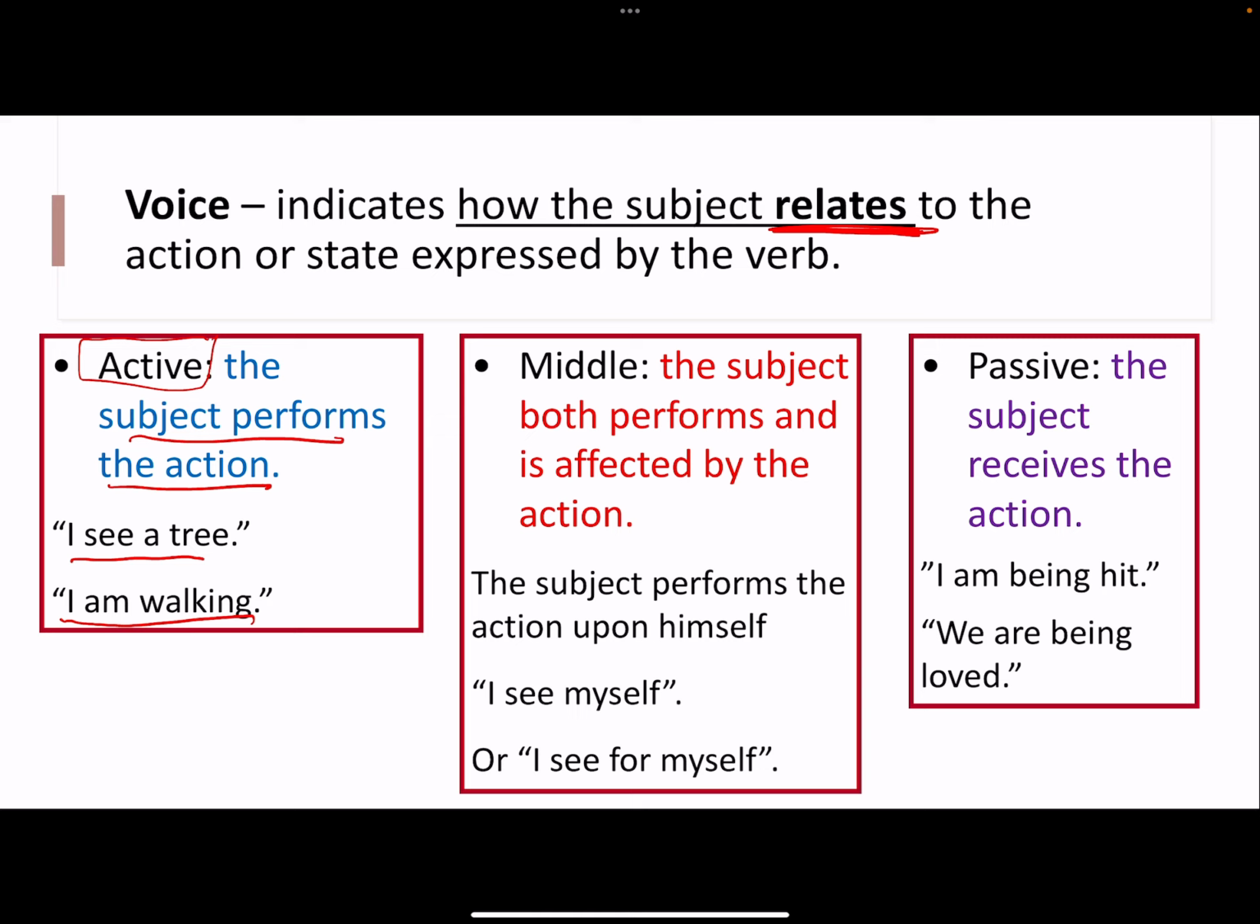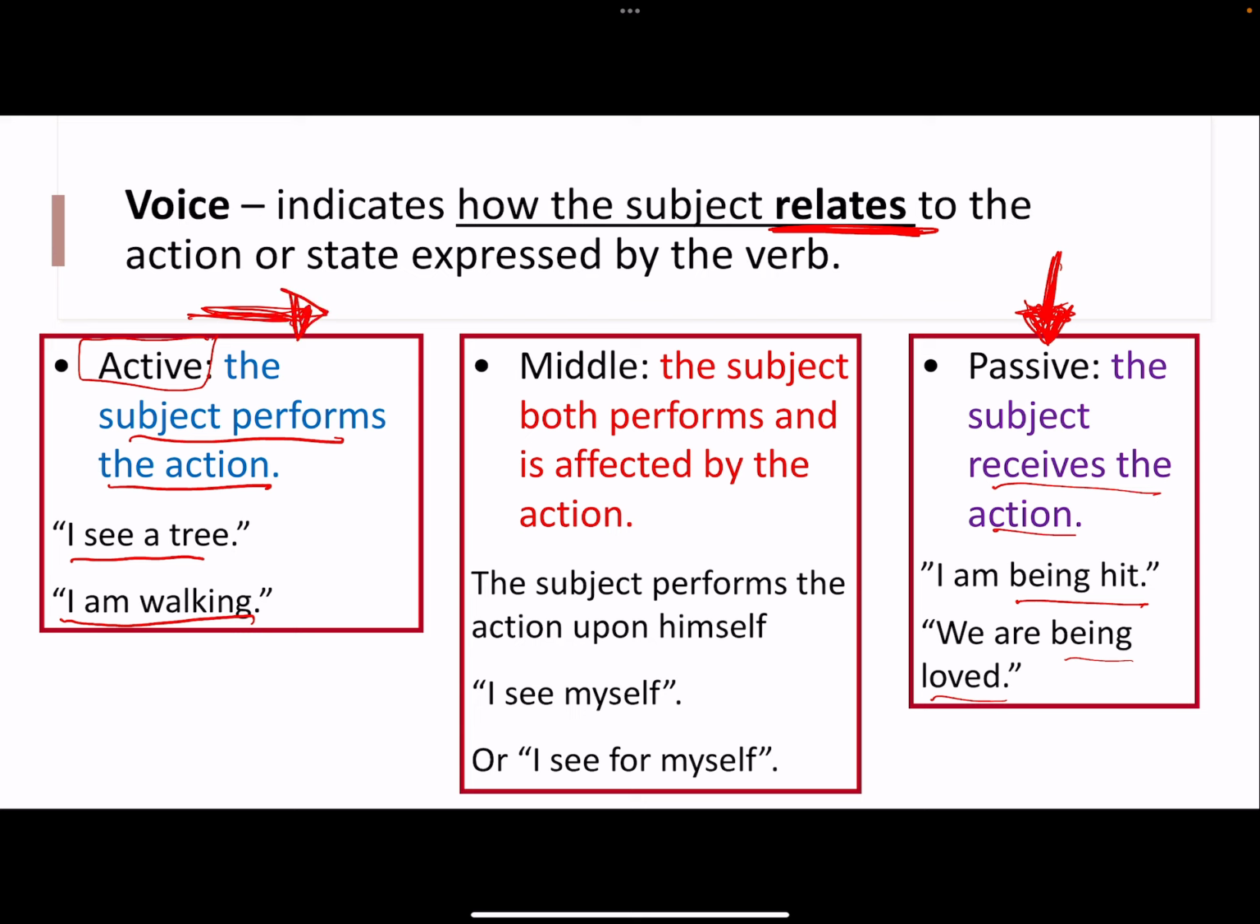I'll jump over to passive just for a second before I go to middle. Passive would be just as it sounds. The subject receives the action. The subject is no longer doing the action, but the action is happening to them. I am being hit. We are being loved. So in the passive, the subject receives the action, and in the active, the subject is the one that's actually doing the action.